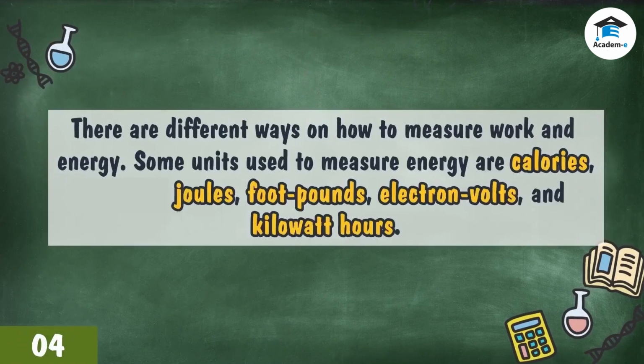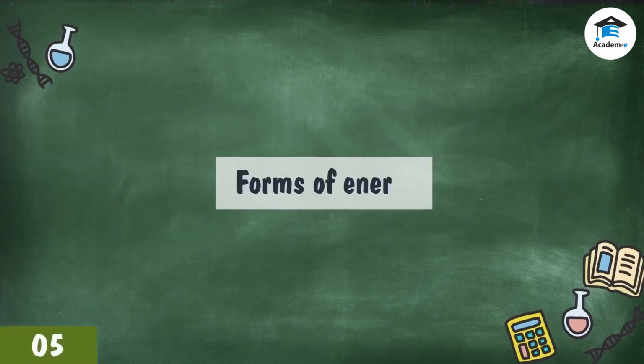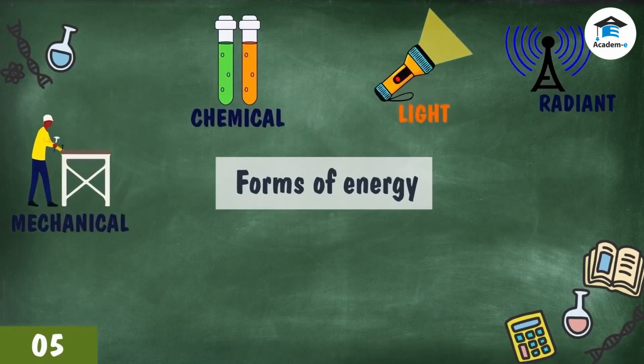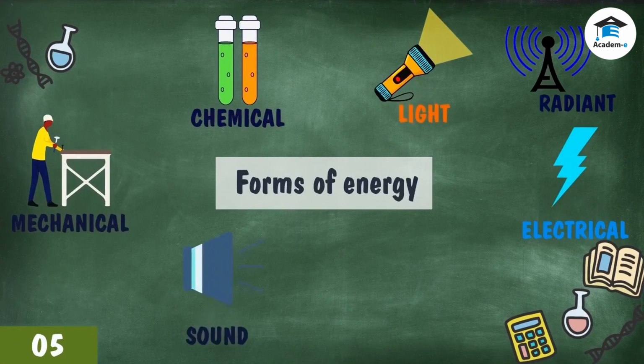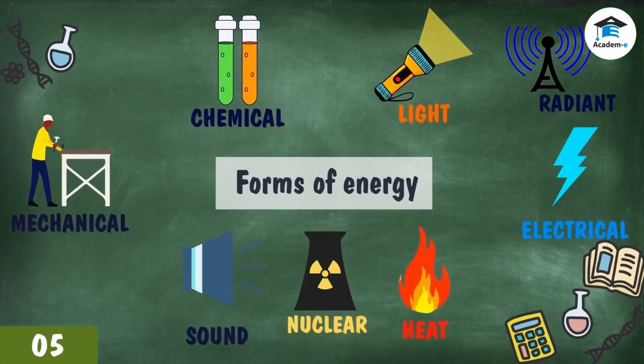There are different ways on how to measure work and energy. Some units used to measure energy are calories, joules, foot-pounds, electron volts, and kilowatt-hours. Energy comes in various forms, such as mechanical, chemical, radiant, light, electrical, sound, nuclear, and thermal energy.